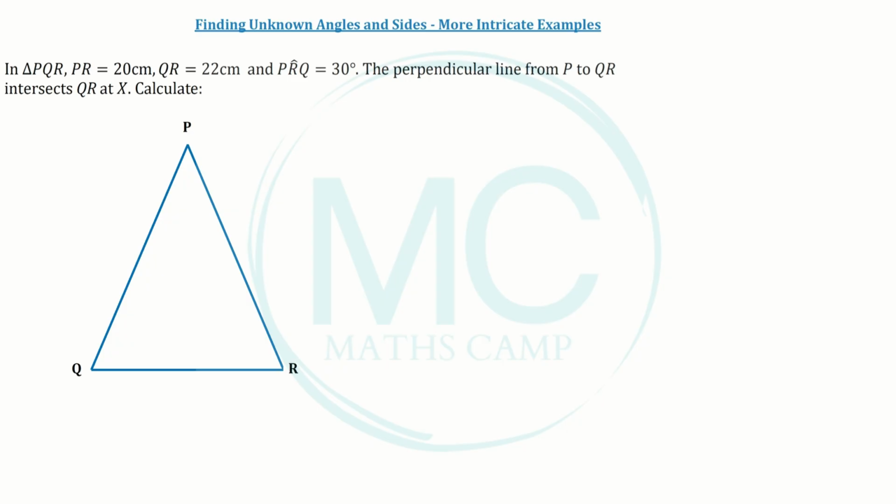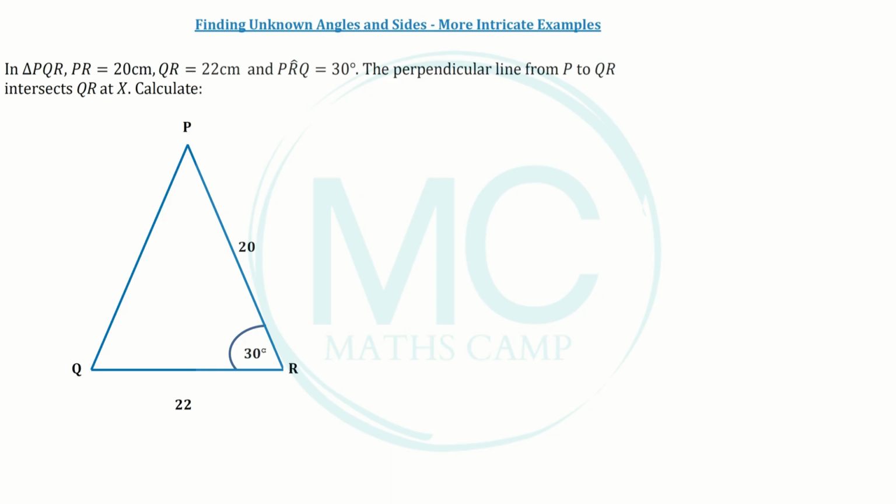Before we start answering the questions, it is always a good idea to put your given information into your diagram. The question tells us that side PR is 20 centimeters long, so we can put this in over here, and that QR is 22 centimeters long, so we can put this down here. PRQ is an angle of 30 degrees, so let's draw in an angle and fill in 30 degrees.